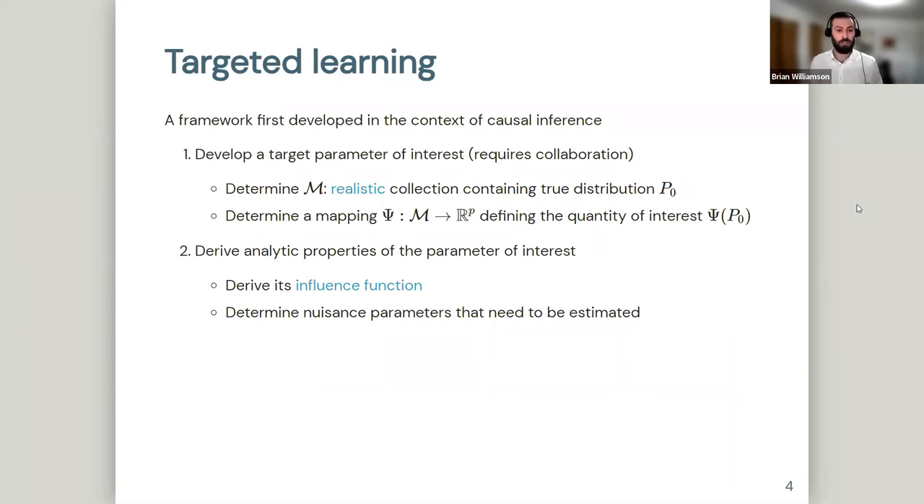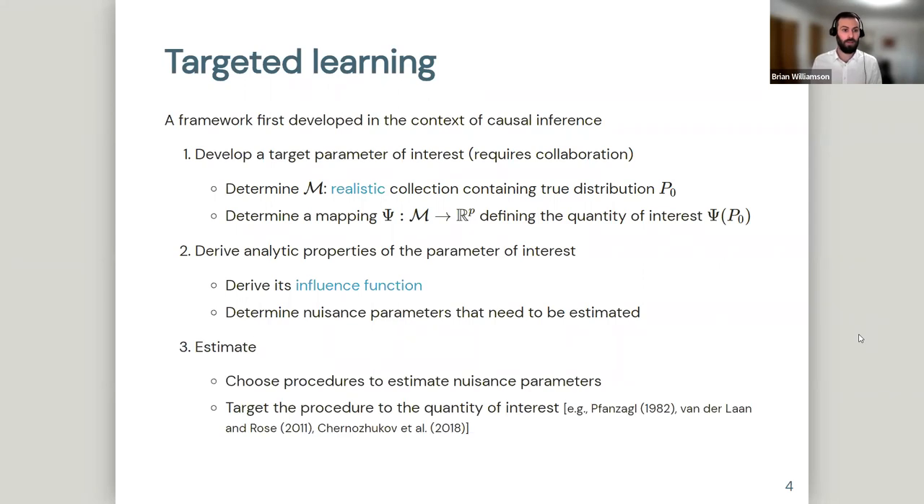Additionally, you can determine if there is anything else that you need to estimate. Often, these nuisance parameters that you might need to estimate as part of your procedure might be something like the conditional mean. Once you've determined what you want to estimate, you need to determine how you're doing that estimation, and what components you need as part of that. And then the third step in this framework is to actually do the estimation.